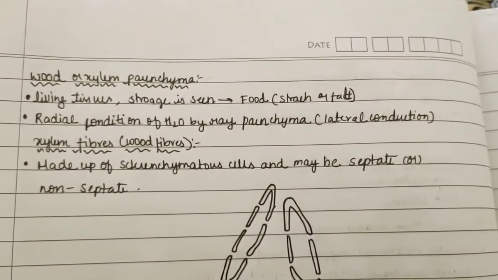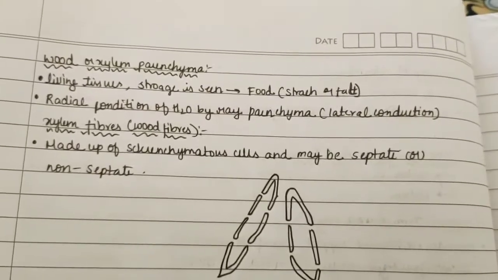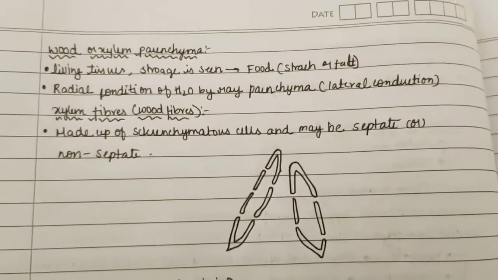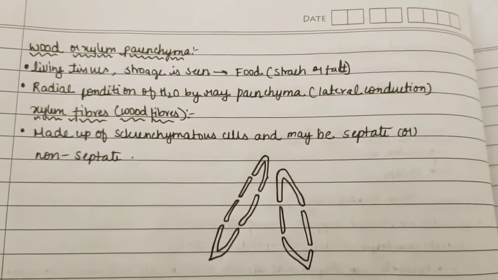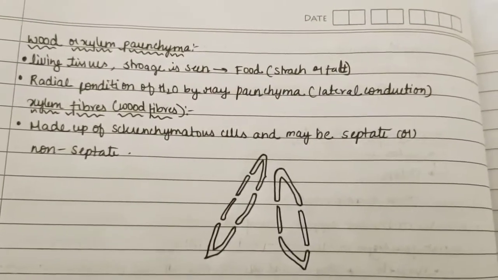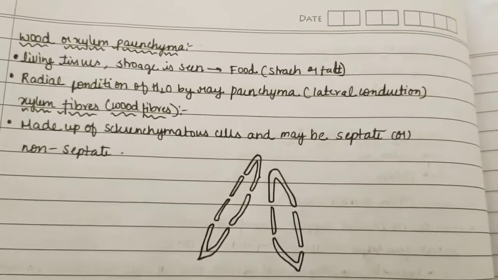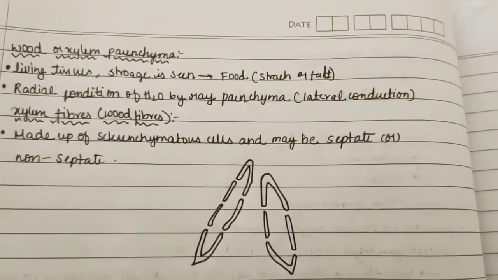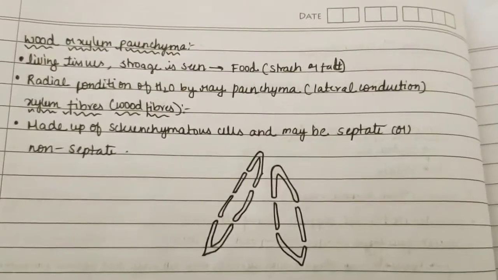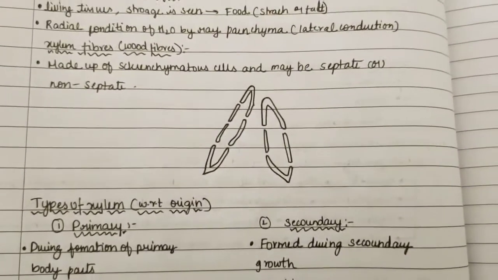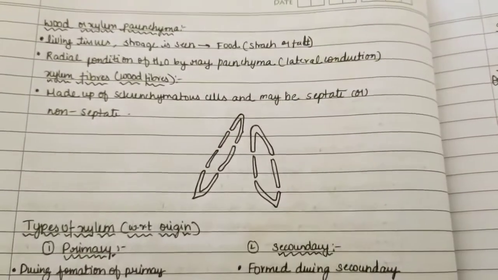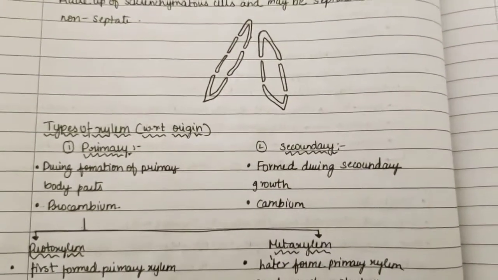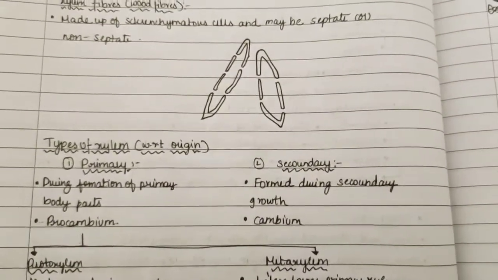Let us discuss wood or xylem parenchyma. These are living tissues. Storage is seen, like food, starch or fat. Then radial conduction of water by ray parenchyma. Lateral conduction is seen. Then xylem fibers or wood fibers. They are made up of sclerenchymatous cells and may be septate or non-septate. Here you can see the structure of xylem fibers.